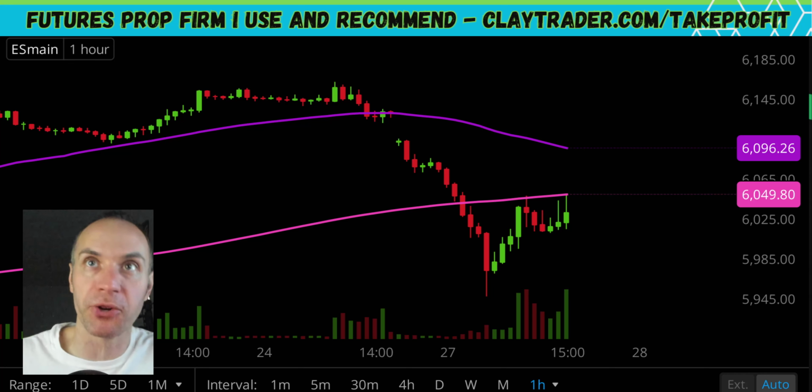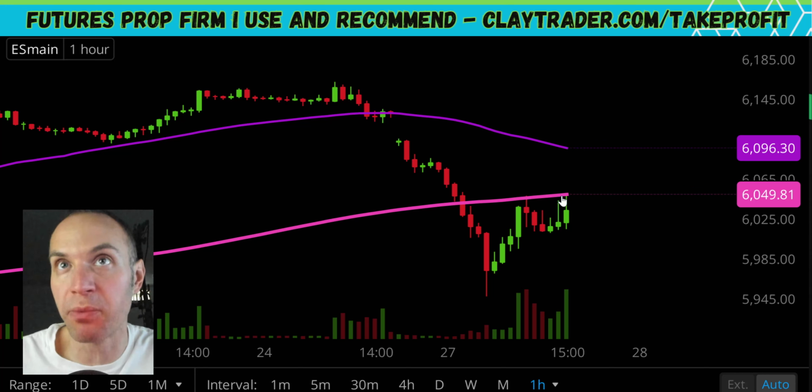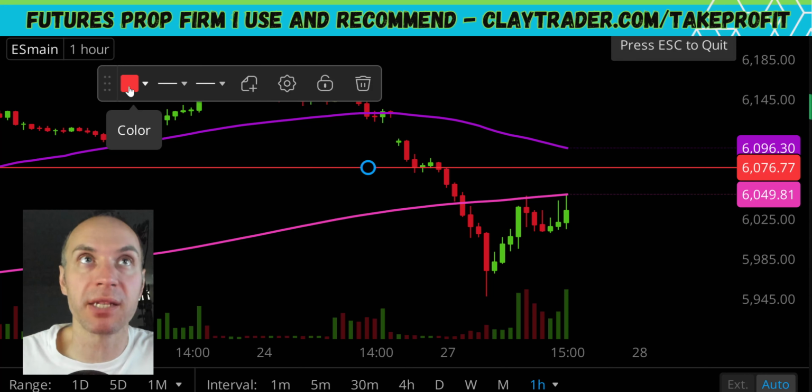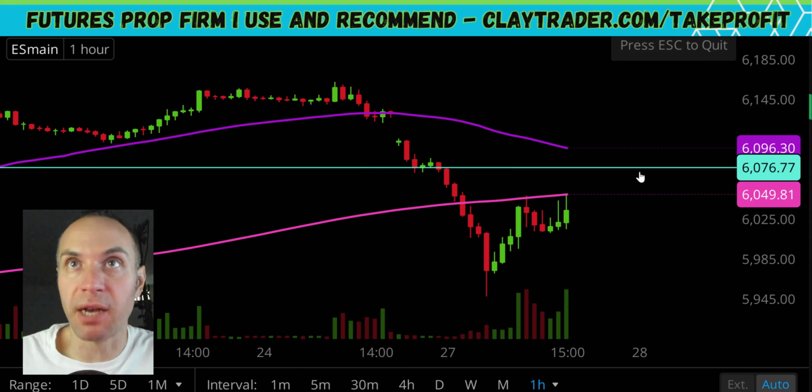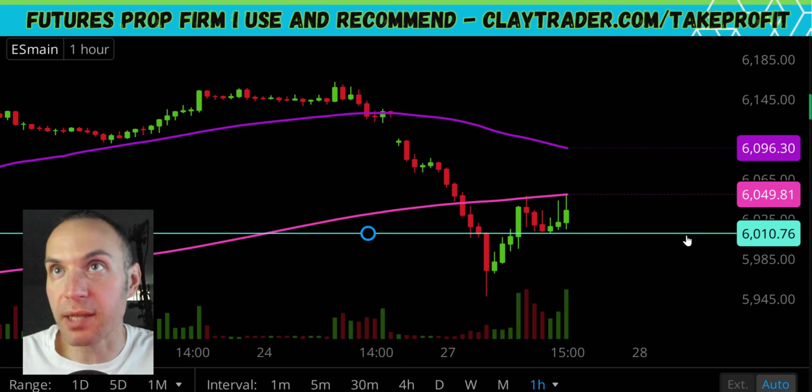But in the very near term, all eyes on that 200-period moving average and whether or not the price can push up through there. On the support side of things, a very interesting level right here at, what is that, the 60.10 mark.